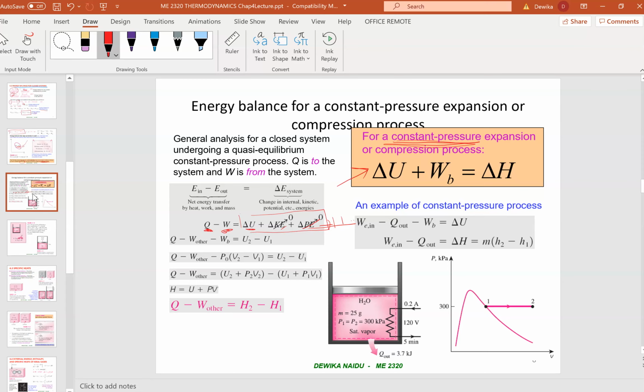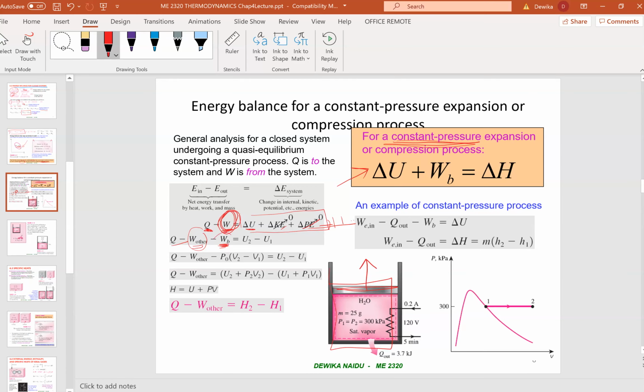If you look here, we have Q minus W other minus W boundary. We broke up the W into W other and W boundary. What is the difference? W other is your spring work, electrical work, or whatever other work. W boundary is because of the boundary movement. Like here, you have a closed system, and this boundary tends to move. This is called boundary work.